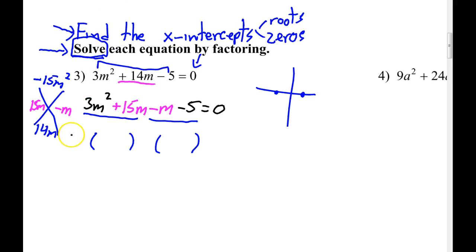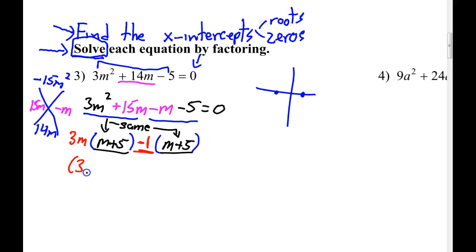So the GCF here was 3m, left with m plus 5, which meant this had to be m plus 5. So these always, always, always, right here, have to be the same. And that makes the GCF here, what times m gives you negative m, and the same number times 5 gives you negative 5, and negative 1. So the first factor is 3m minus 1, and the second factor is m plus 5.